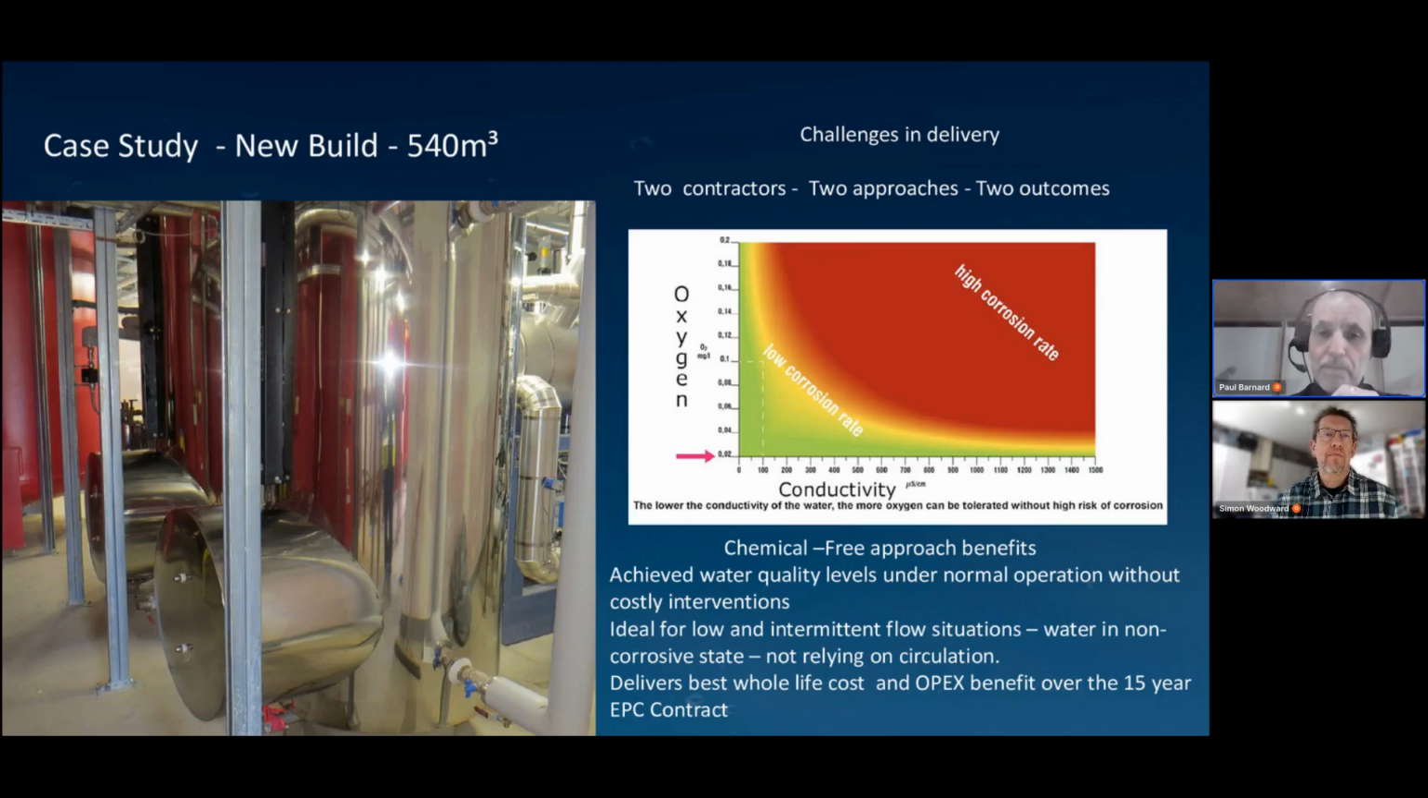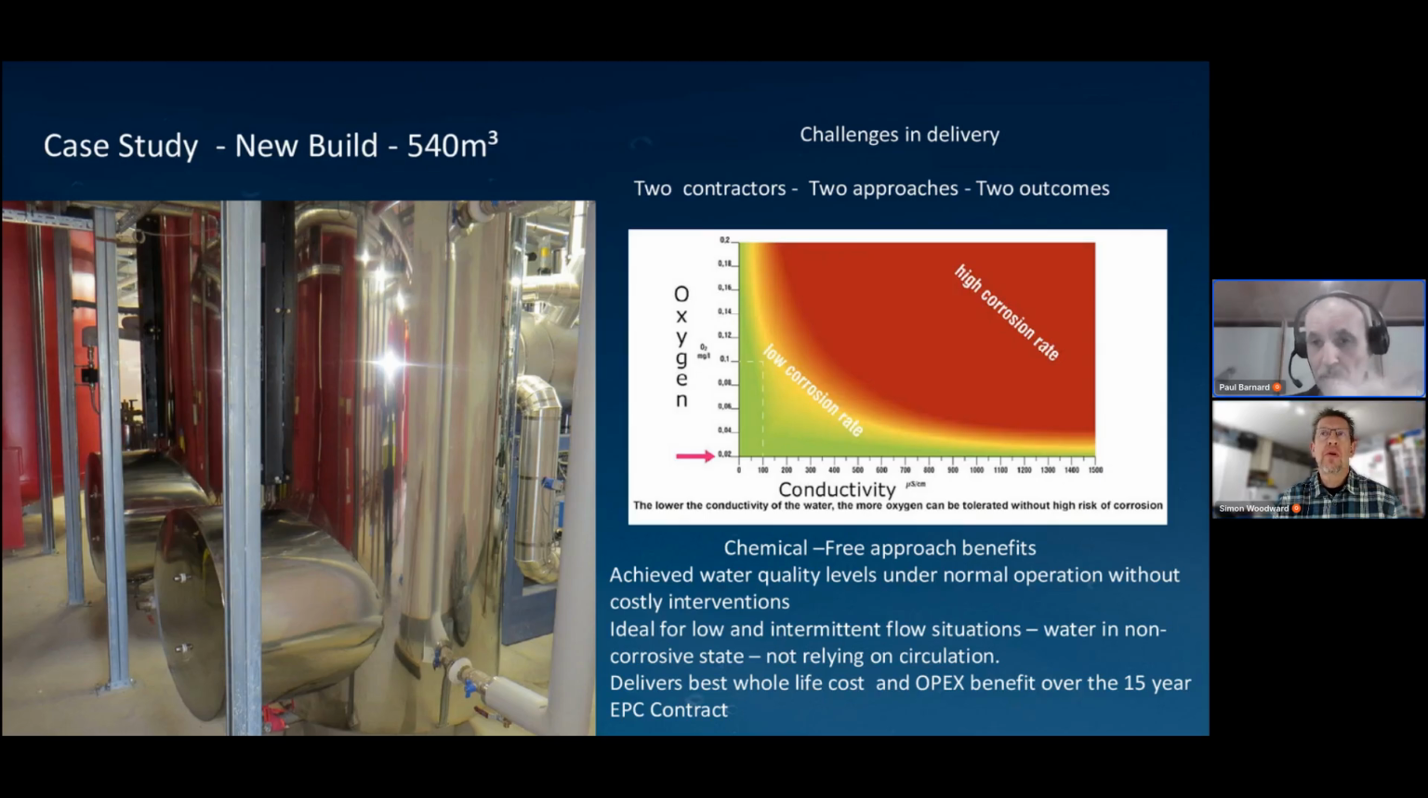But the program meant that the two had to be joined together without being able to clean the other side of it. But one of the benefits of our technology was that, even though that was joined together with incorrect levels, the condition of that water was brought into the correct levels under normal operation without any costly interventions.